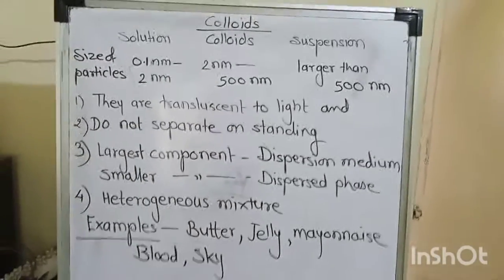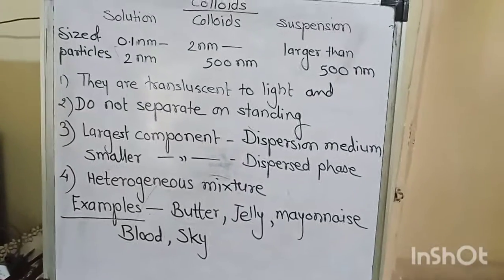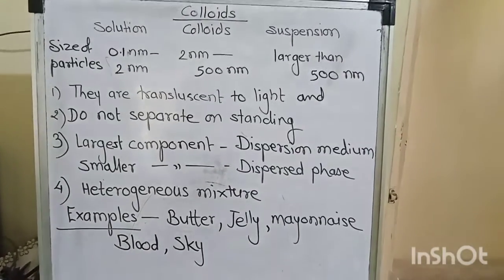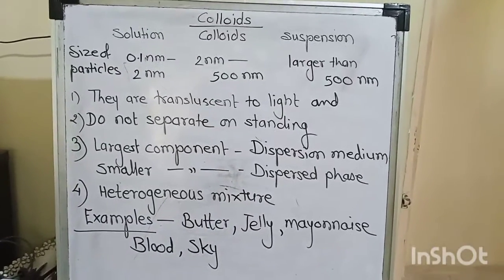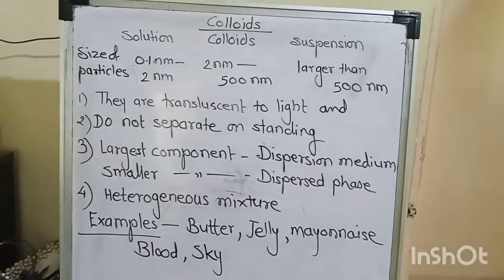In sky, the minute dust particles and water droplets form a colloidal sol, and they scatter blue light, so the sky appears blue.